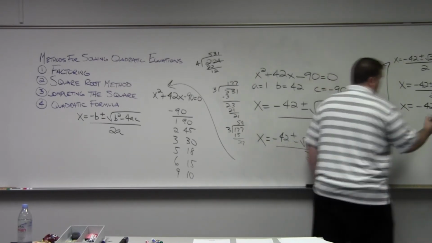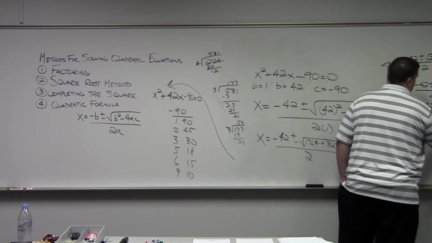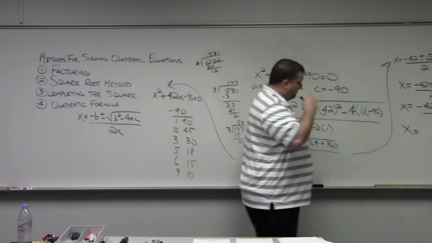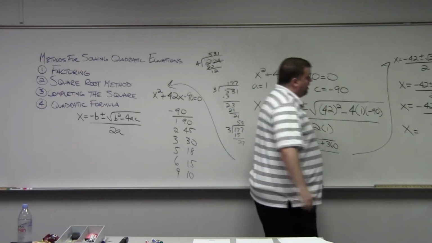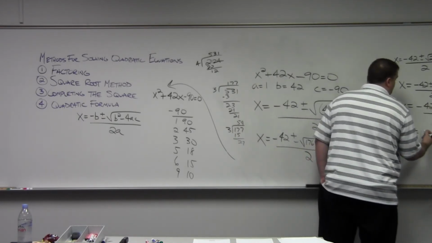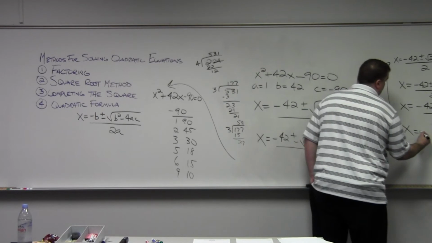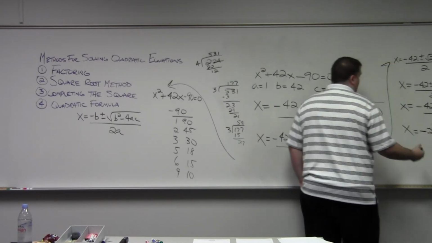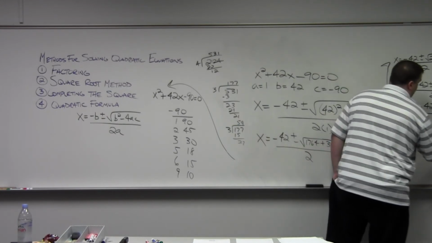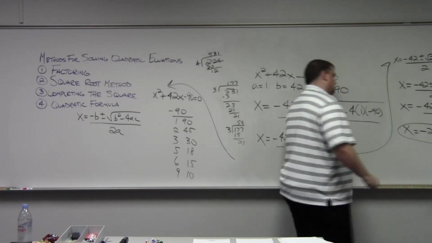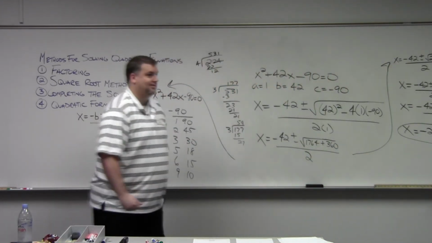What's the square root of 36? 6. Okay, so the radical will simplify. Can I reduce the fraction? Yeah, 2 goes into both of those. So what's 42 divided by 2? 21. Right, so negative 21. 6 divided by 2? 3. 3. Square root of 3. Yikes. That's a lot.